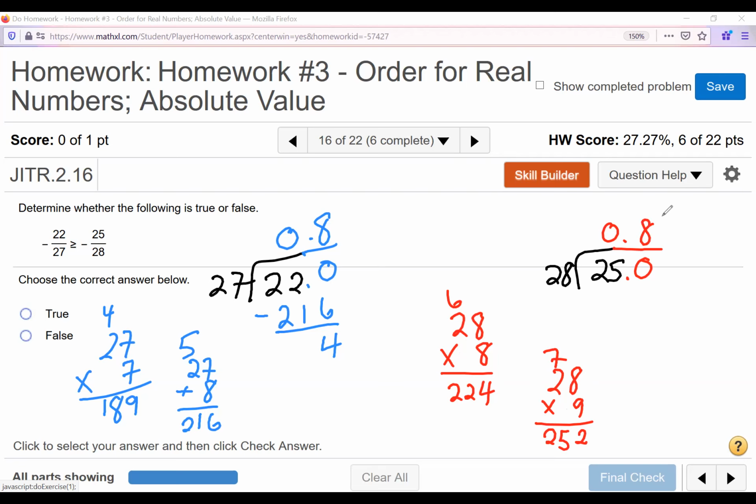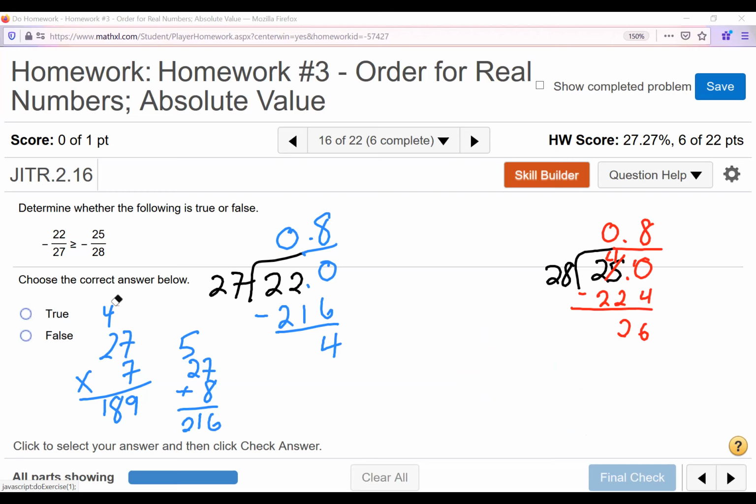All right, well, I have to go back. So see how I've divided each of them out to the tens place. I'm getting 0.8. They're both the same so far, so we do need to keep going. All right, so let's see. 28 times 9 was too big. So 28 times 8 was 224. Okay, I'm getting 26 as my remainder. Let's make a little space here. All right, so that might be a little confusing going back and forth. I guess out to the hundreds place is a good idea after all.